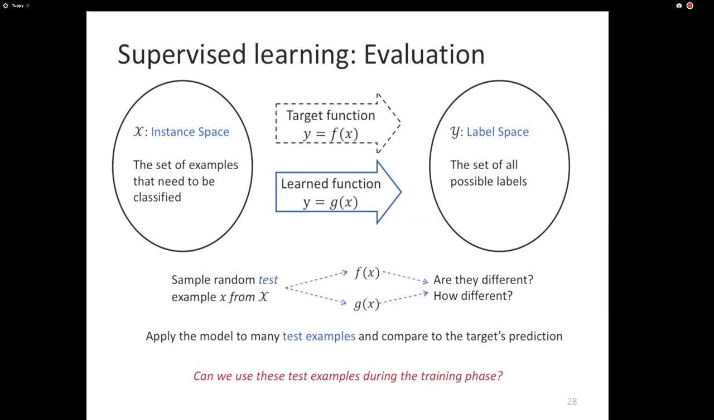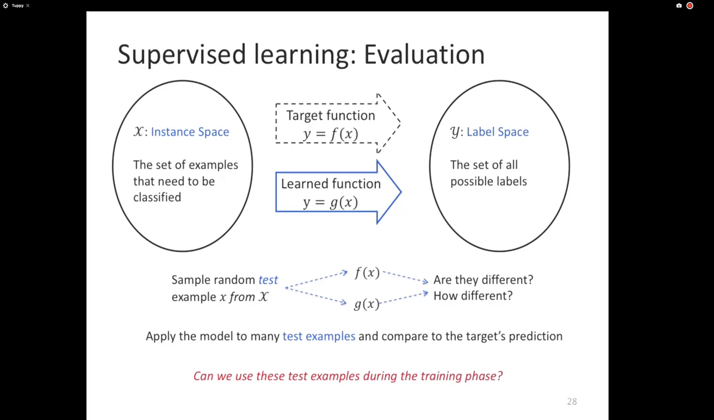If you want a practical example of this, imagine that someone gives you the exam questions for a class before the exam. And then everyone gets 100% and the instructor says, wow, these people have learned so well. It makes no sense. So you never, ever look at the test examples. Your learning algorithm never ever looks at the test examples during the training phase.